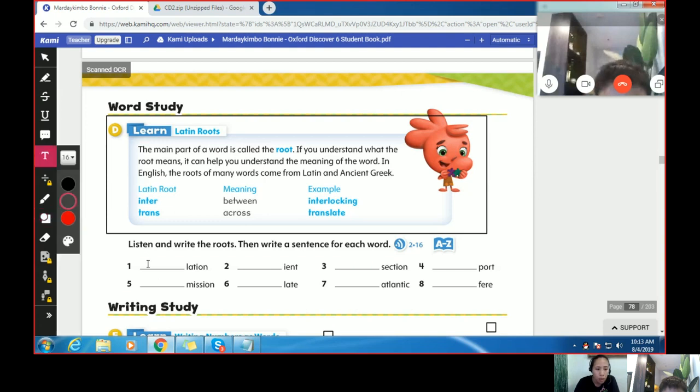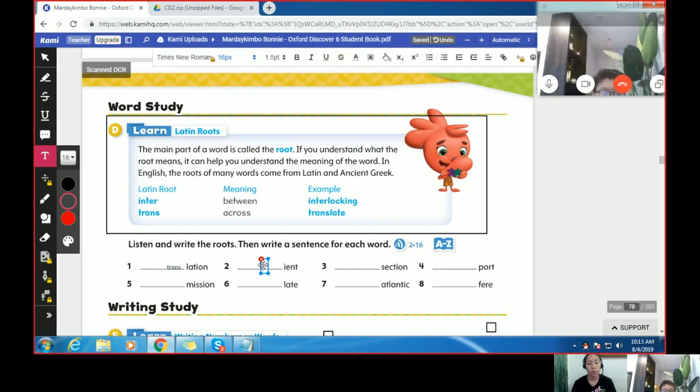See if we still have time. Use either inter or trans. Number 1. What do you think is the right Latin root to be used? Inter. Interlation? Is there a word such as interlation? No. Oh, translation. Exactly. Translation. There you go.